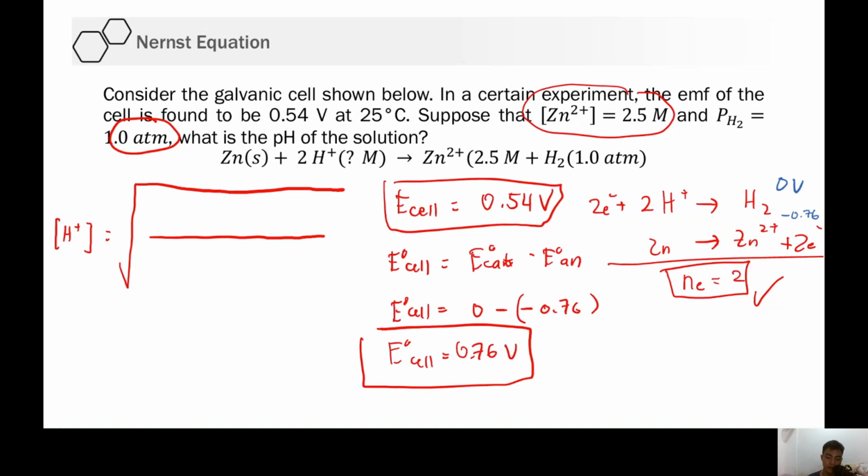The concentration of zinc is 2.5 molar. The pressure of hydrogen gas is 1 atm. And then on the denominator, we have 10 raised to negative, the mole of electron, which is 2, times E cell, which is 0.54, minus E naught cell, which is 0.76, over 0.0592.